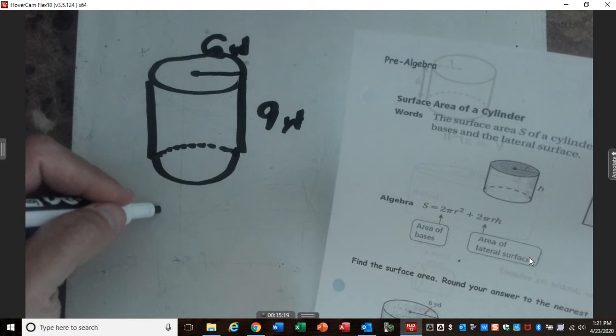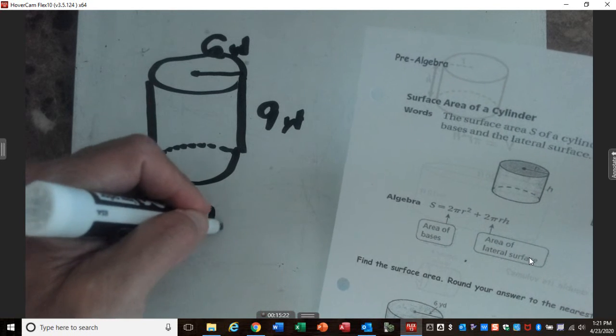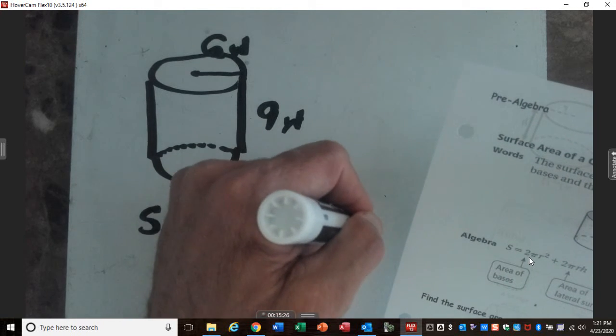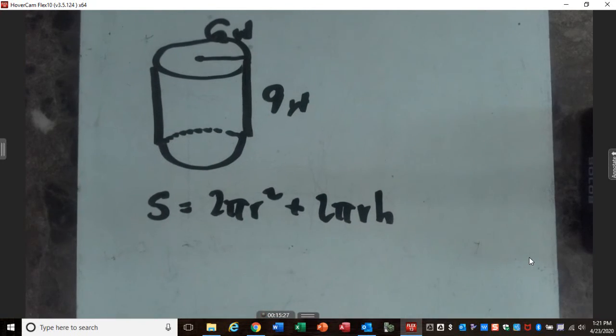Well, it's a weird formula. It's going to be 2 pi r squared plus 2 pi r h. And again, this is not hard. You just have to follow the formula and put everything in.